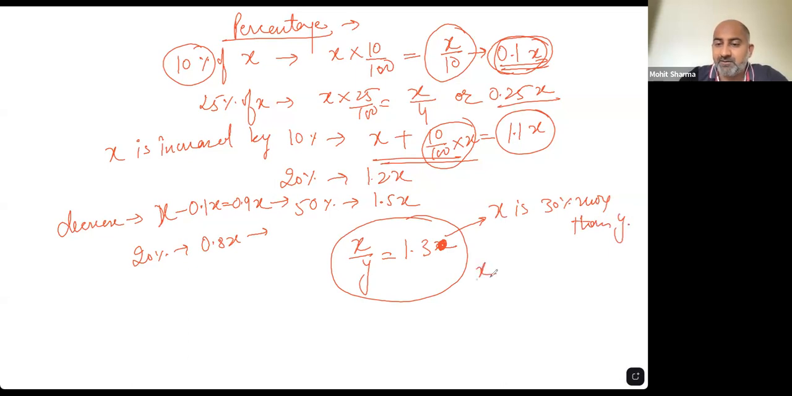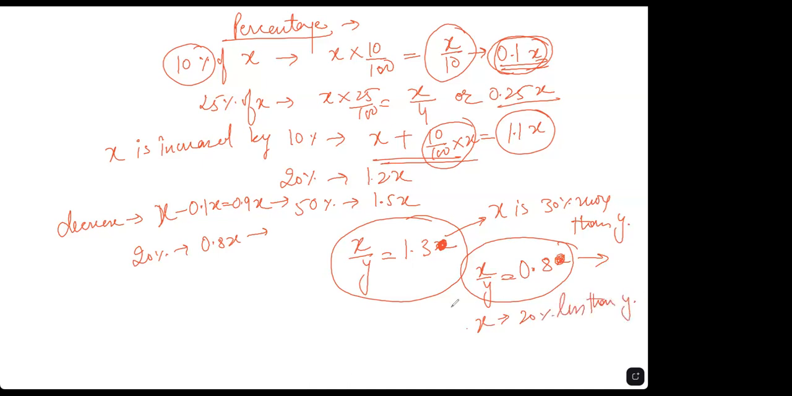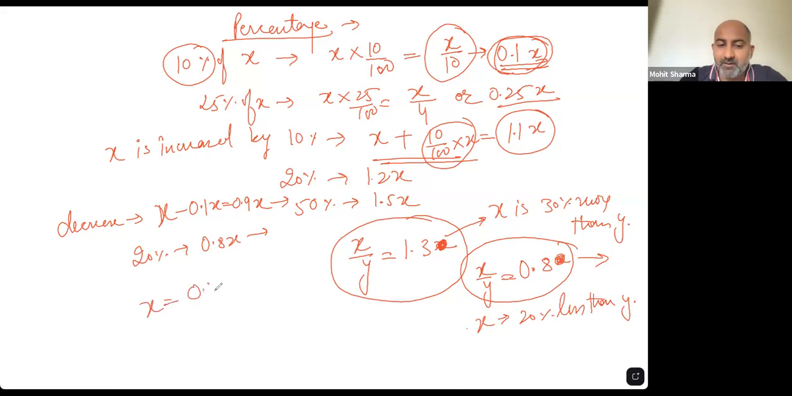And if I say X upon Y is equal to 0.8, what does it mean? So that simply means X is 20% less than Y. Because X is equal to 0.8Y. 0.8Y means Y minus 0.2Y. That means 0.2Y has been decreased from Y. That means 20% has been decreased from Y to get X. That's what it means.